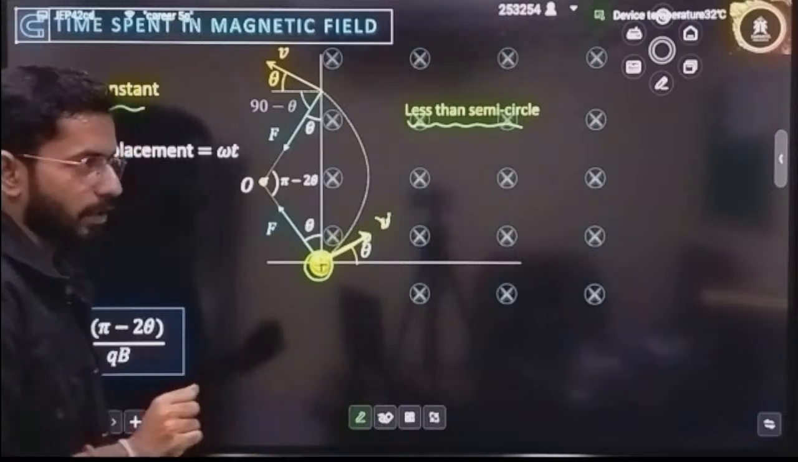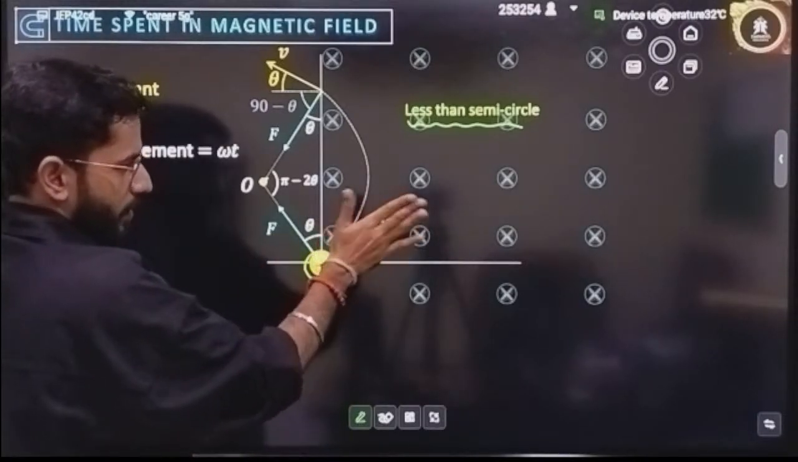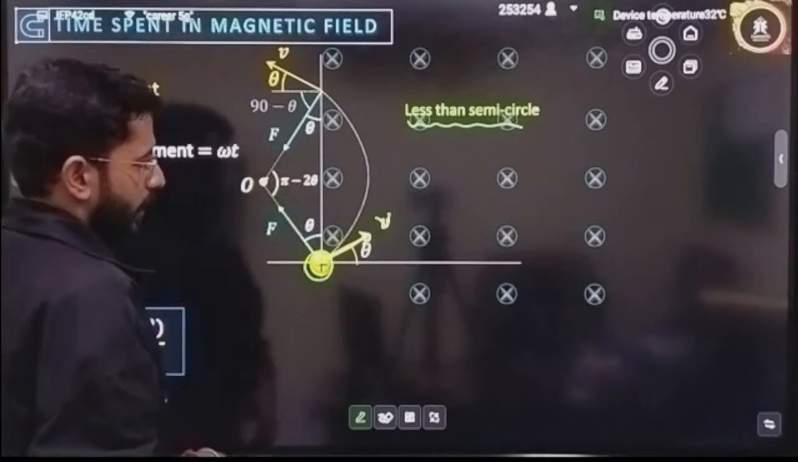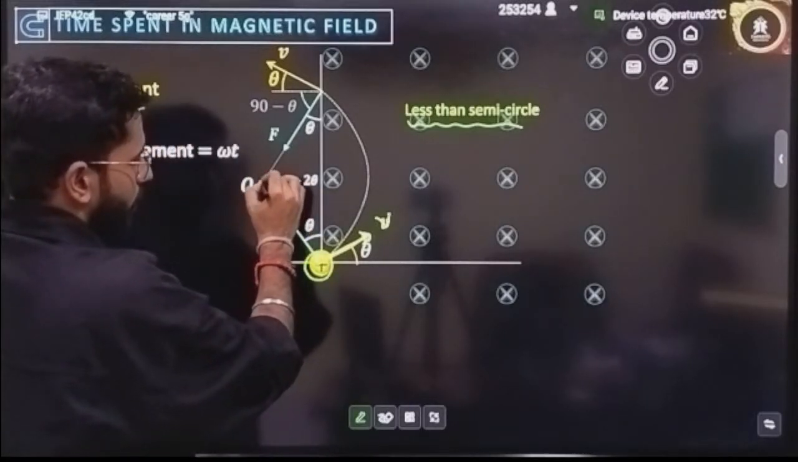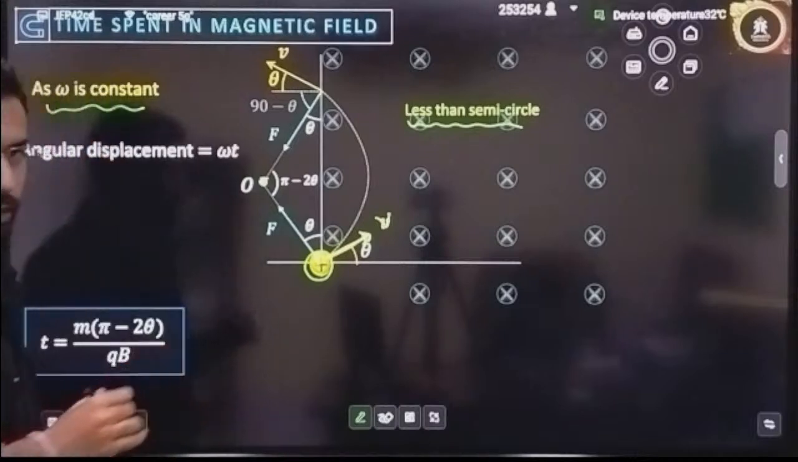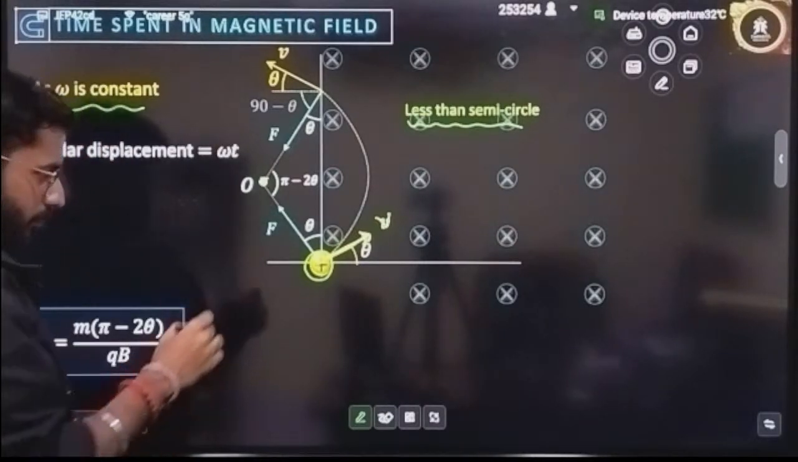Tell me what will be the direction of force. Firstly, find the direction of force: V cross B. V is inside the board. That means I will have this kind of direction. That means this side will be acting like a center point. Correct? This is going to behave like a center point.